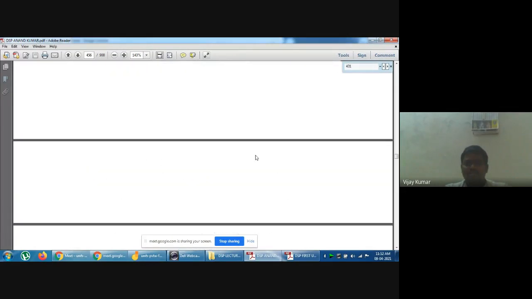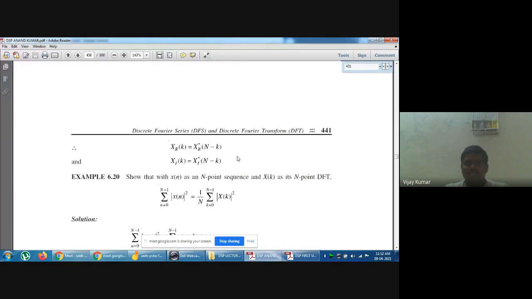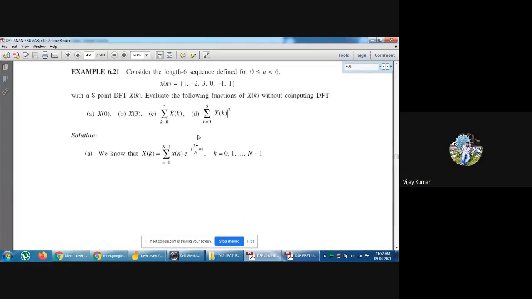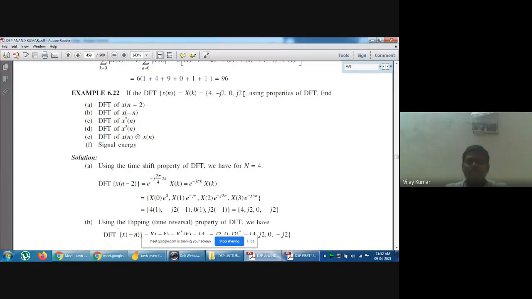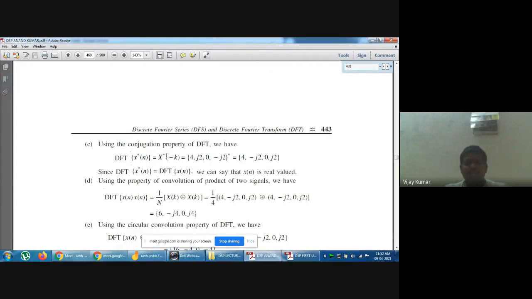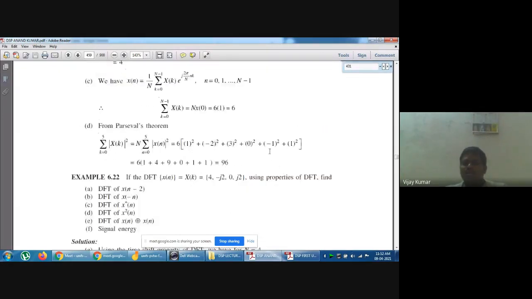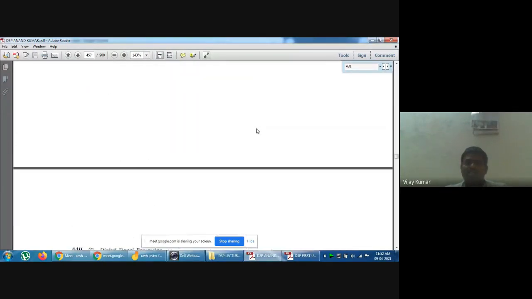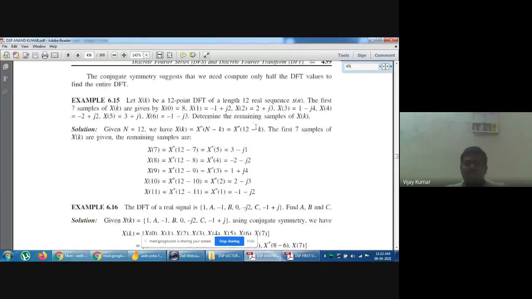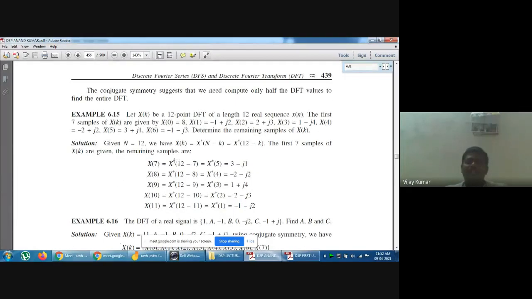In the previous problem, see here. In this problem, X of k is given as 4, minus 2j, 0, 2j. What did we compute? DFT of x star of n. What did we get? X star of minus k. The same sequence came. Whatever the DFT was, the same came. X of k is equal to X star of minus k. So using this conjugate property, X of k is also equal to X star of minus k. So using that property, X of 7 might be X star of minus 7.